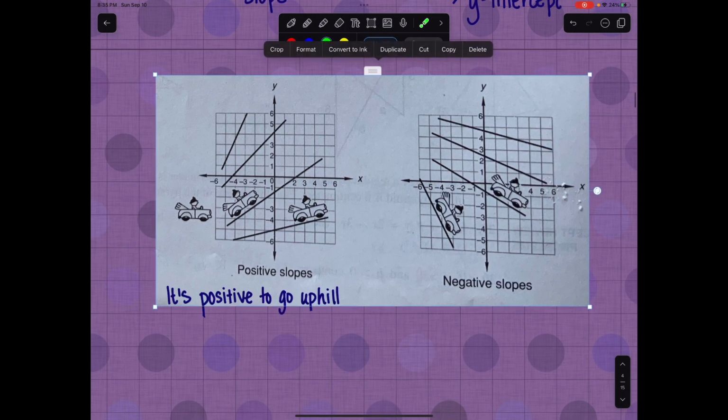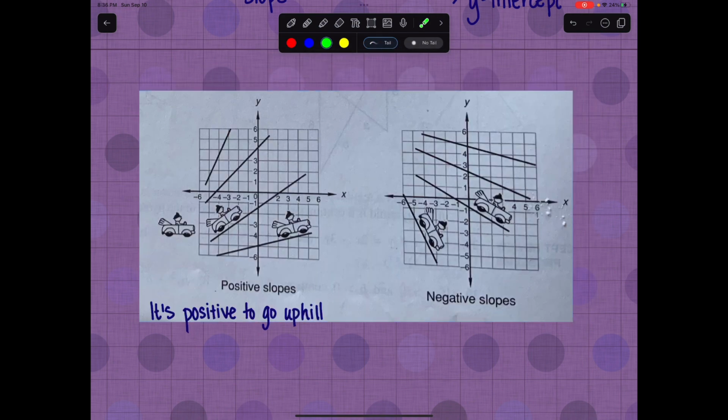All right, let's look at some of these slopes. Remember that positive slopes go uphill. It's positive to go uphill because you learn something from it, right? If it's going downhill, it is a negative slope.